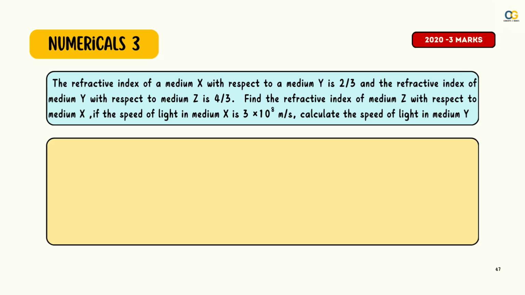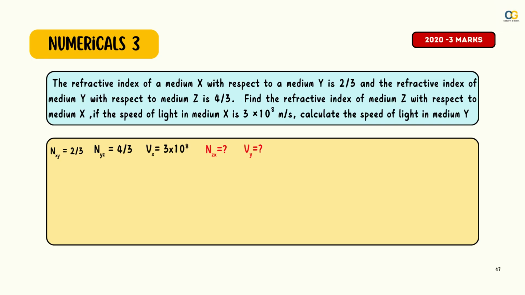So let us start by writing what we know first. We know the refractive index of X with respect to Y is equal to 2 by 3 and the refractive index of Y with respect to Z is 4 by 3. We know the speed of light in medium X is 3 into 10 to the power 8, and we need to find the refractive index of Z with respect to X and the speed of light in medium Y.